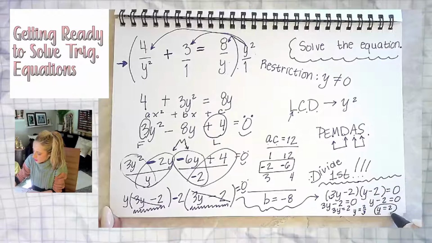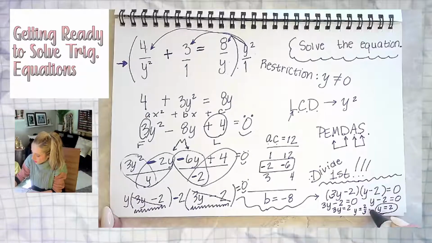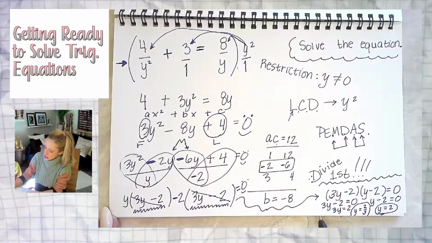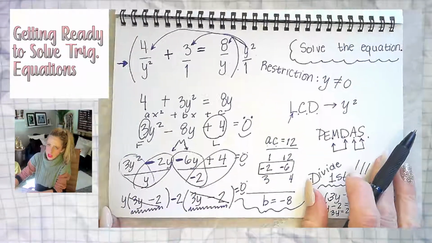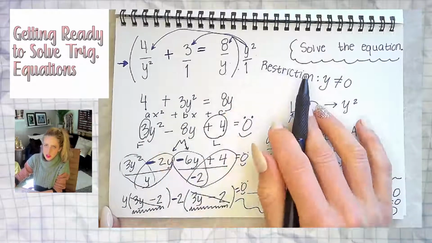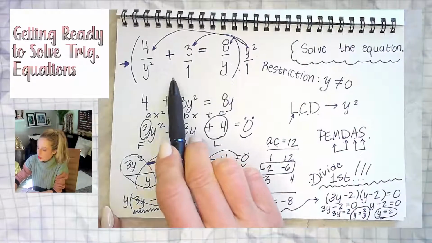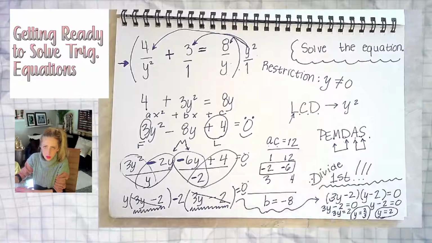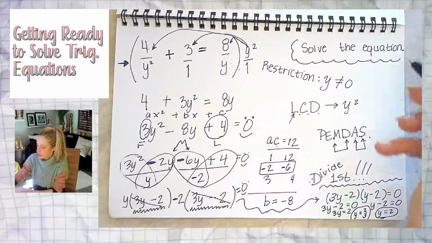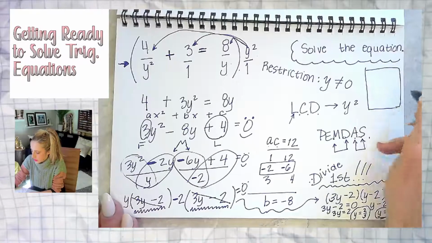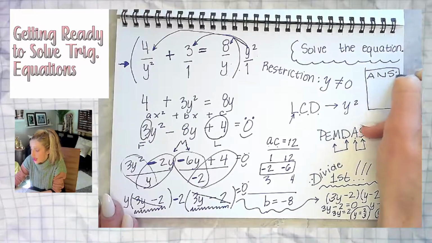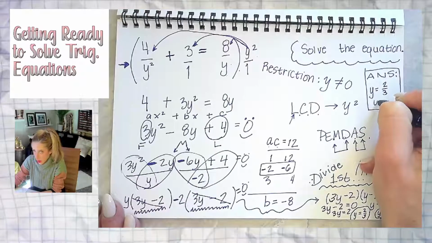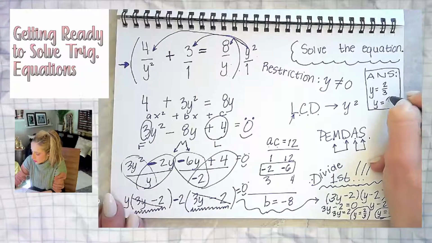Neither of my answers are 0, so they're both acceptable because at the very beginning we said y can't be 0. So my answers to this problem, the answers that will make this true, that's what solving is, are 2/3 and 2. No other number going in for y will make this equation true. Those are the only 2 answers. Is there any question on this example? No one? We're good? So the answer is y equals 2/3, y equals 2.